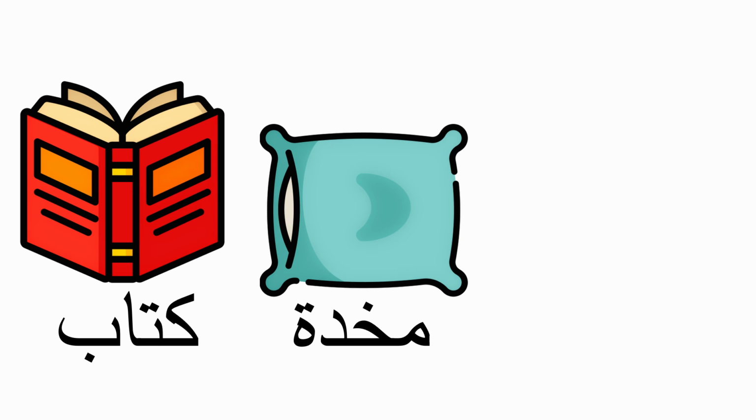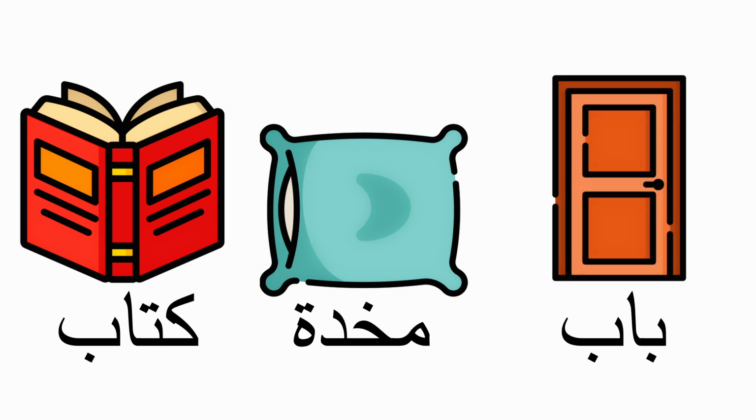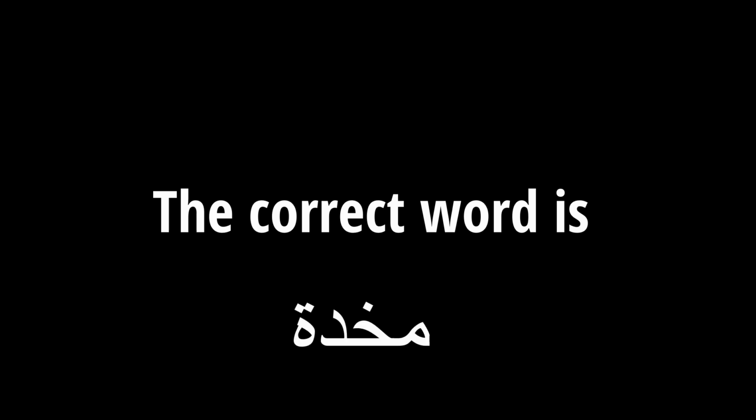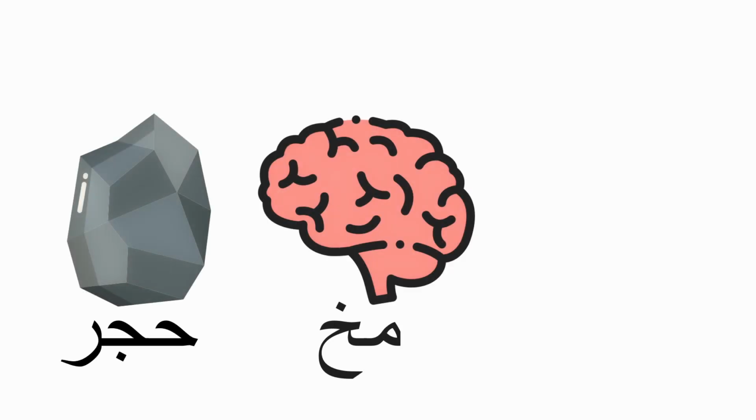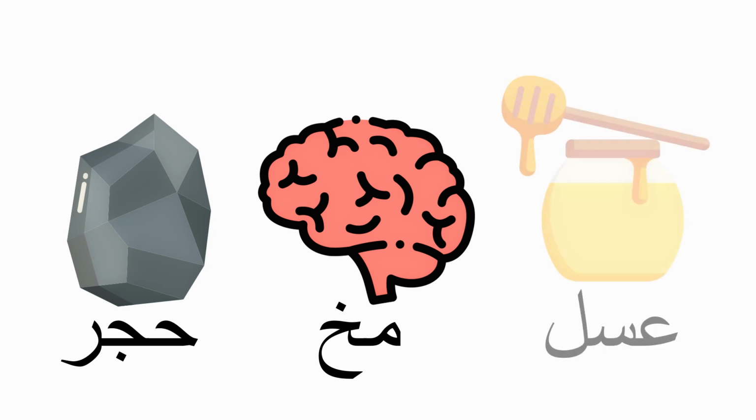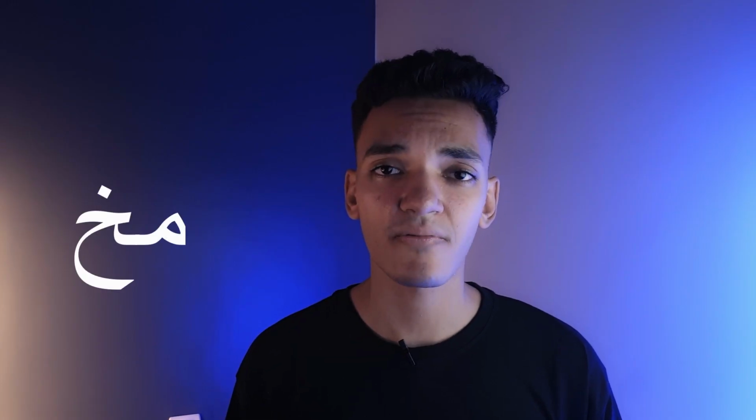Great. Choose which word has letter خاء. كتاب, مخدة, باب. Another 3 words. حجر, مخ, عسل. Awesome. مخ. Now listen up.